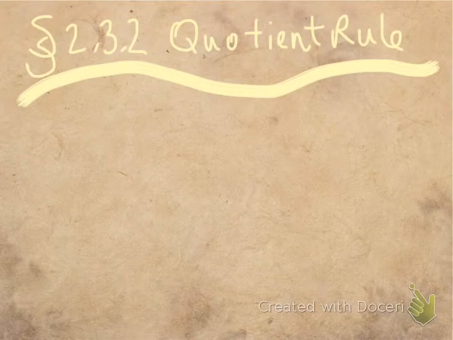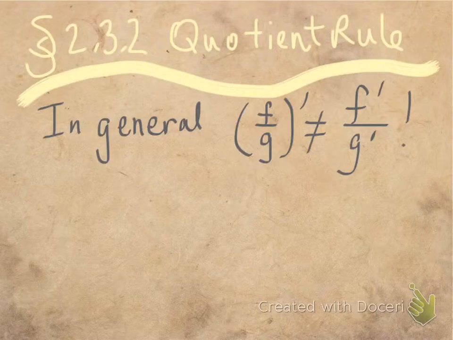This is the second video for section 2.3, 2.3.2, the quotient rule. So just as in the case of products, in general, the derivative of a quotient is not the quotient of the derivatives. So we'll see in class why the following formula follows from the product rule.